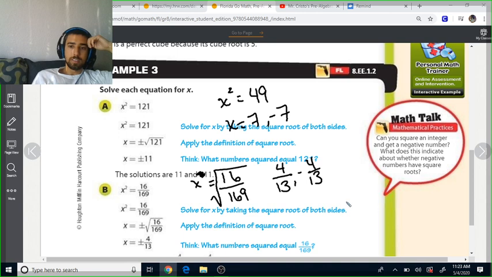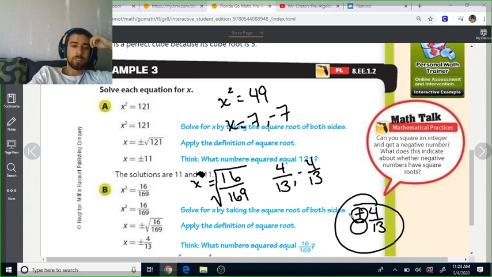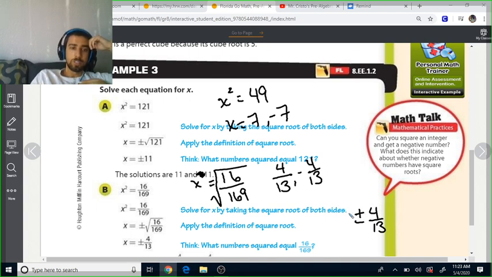If you want to write that in the nicer, easier way, like the ones you're going into, especially if you're going into honors, you'll have to put plus or minus 4 over 13. That's how you write the answer. You're telling me that it could be a positive, or it could also be a negative. If you're going into honors Algebra 1, you also use that. Sometimes, depends on your teacher.